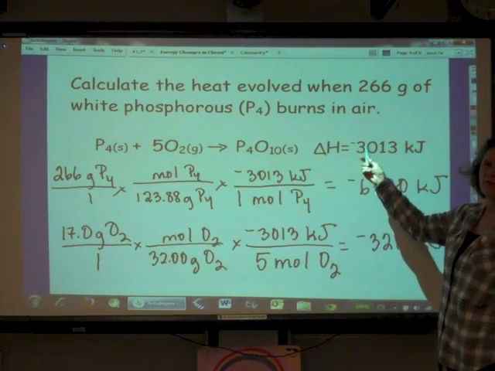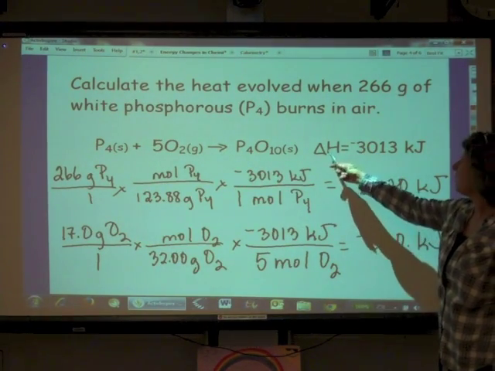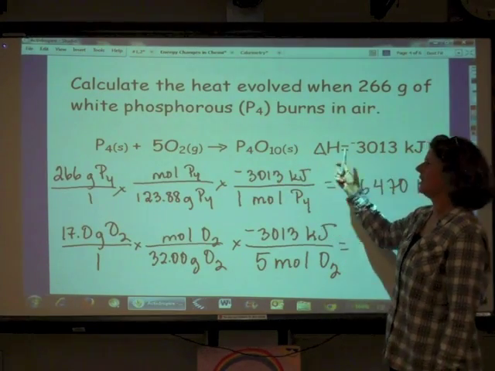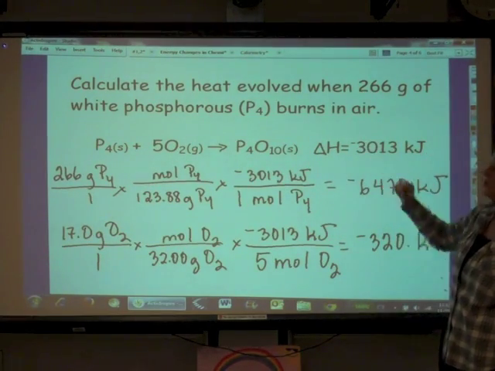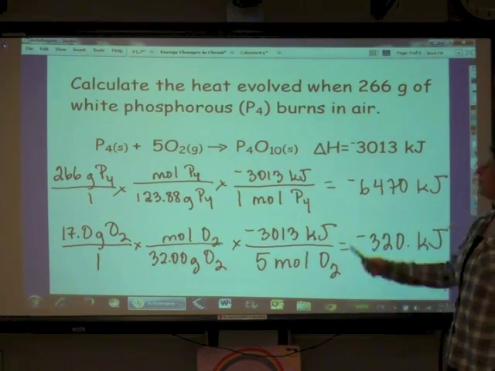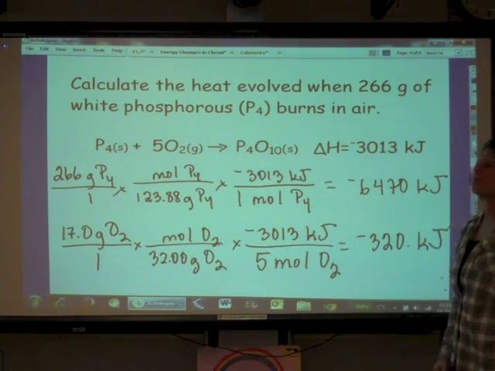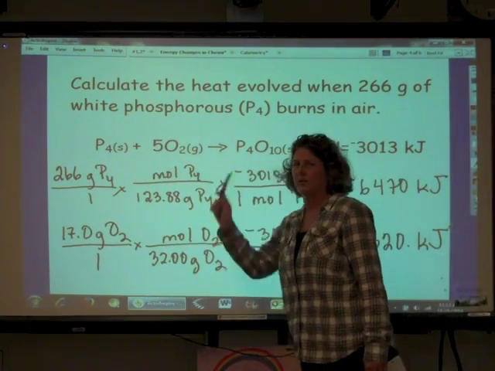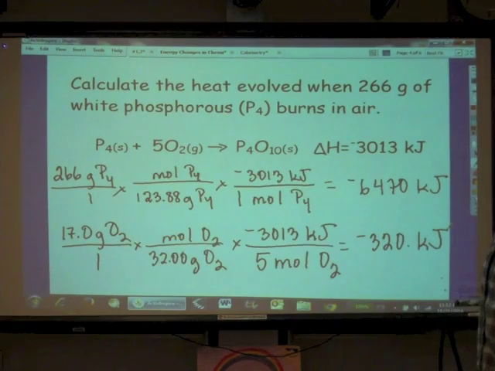Where did this number come from? How do we measure the heat? This is if the energy is given to us. But how do we do this? How do we figure out delta H for this kind of reaction? Well, that's what we'll do next.